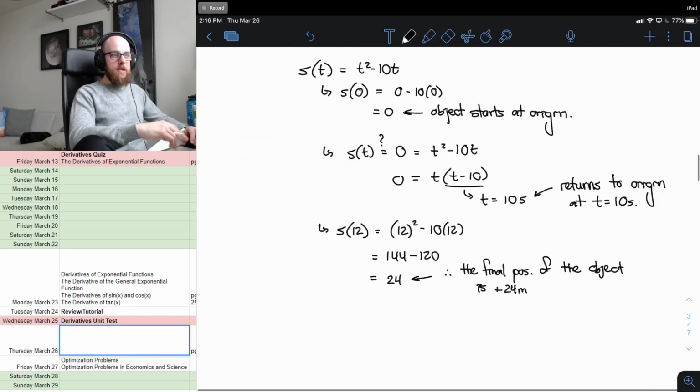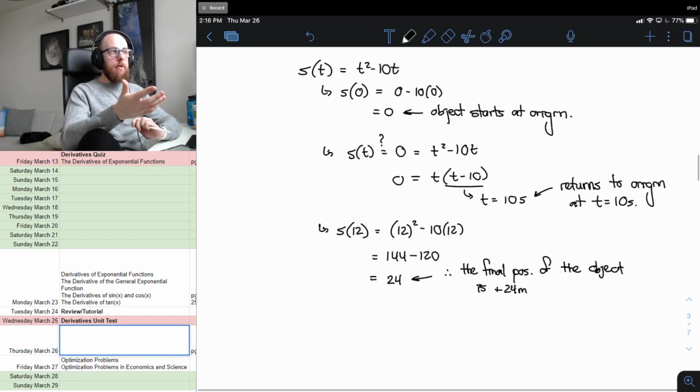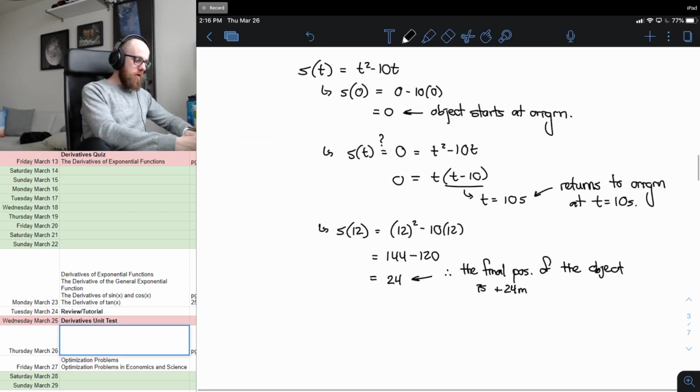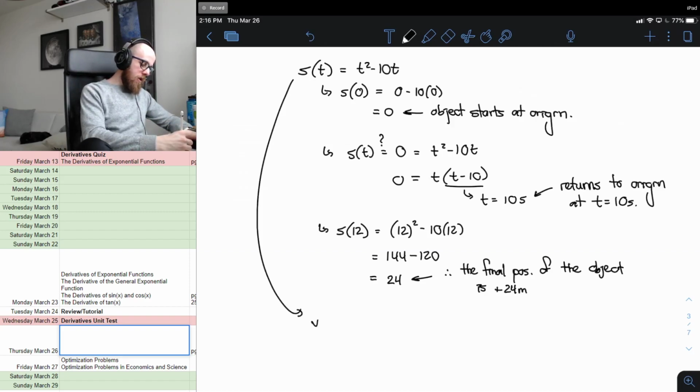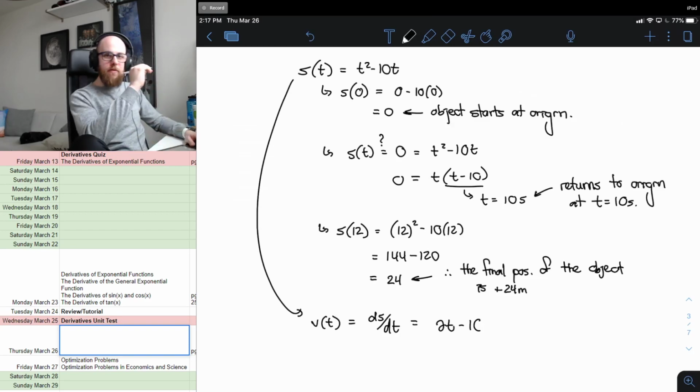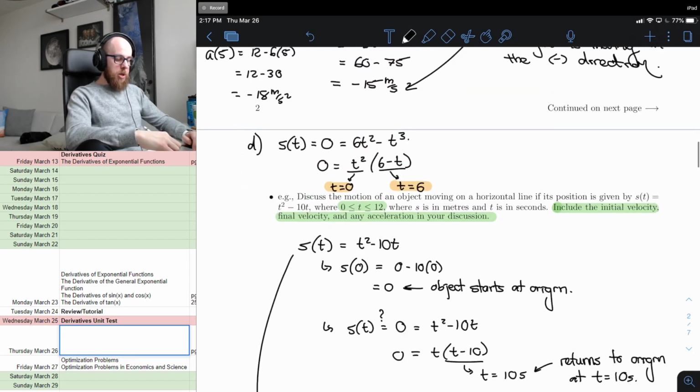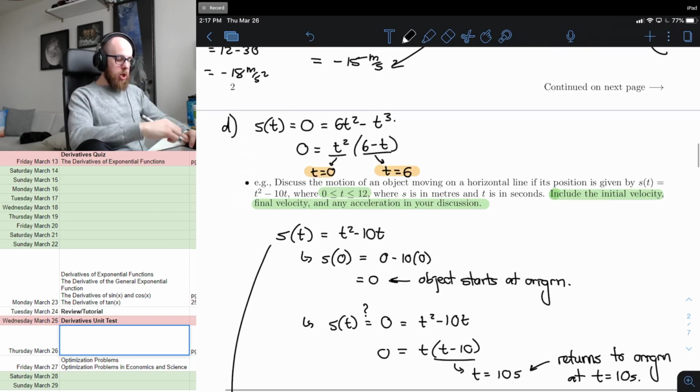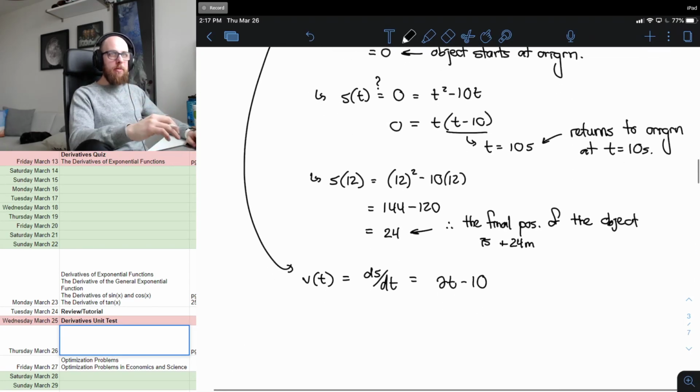What these calculations have done for us is essentially characterize every bit of information we can get from the position function. But we can also get some information from the velocity function. So let's compute a derivative and figure out what the velocity is. Our velocity function is just the first derivative of our position function. I'm going to take the derivative and get 2t minus 10. This question specifies that it wants to know something about the initial and the final velocity, so let's find both of those.